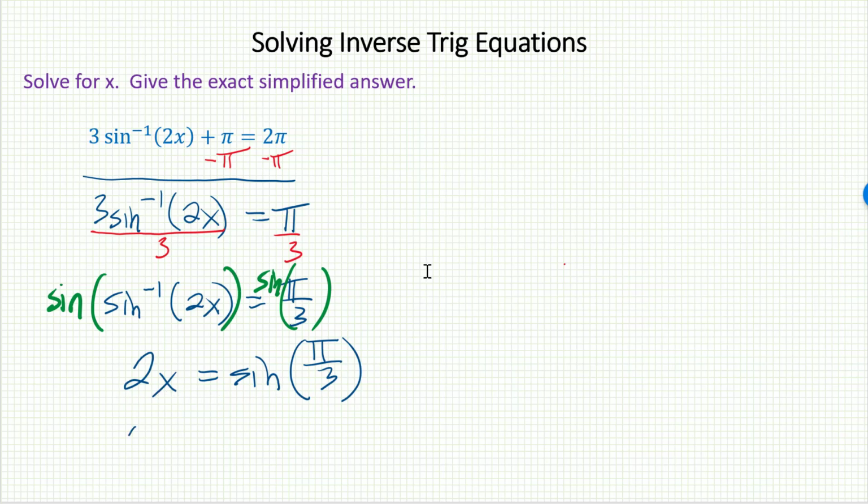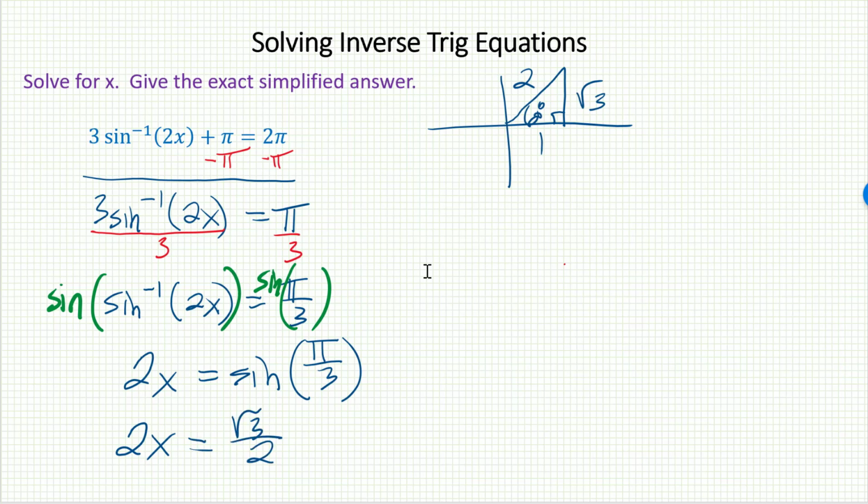Well, sine pi over 3 is something I can work out. It's one of our basic values. You probably know it off the top of your head. If not, you can quickly draw yourself a 30, 60, 90 triangle. Pi over 3 is just 60 degrees. You can fill that in very quickly. And we know that the sine ratio is opposite over hypotenuse, so that would be square root of 3 over 2. Well, I'm almost done.